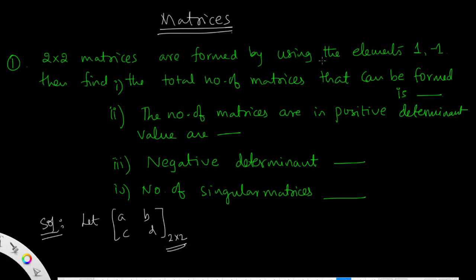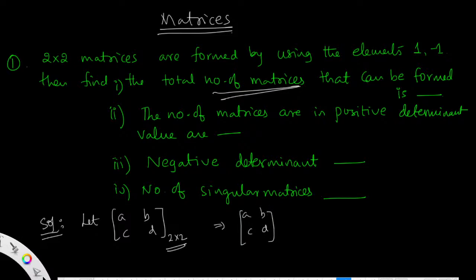Okay. Then how many matrices can be formed by using the elements 1 and minus 1? How many ways can the matrices be formed? The total number of matrices that can be formed is. So we can arrange the elements for A, B, C, D.